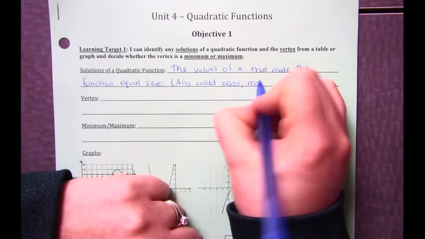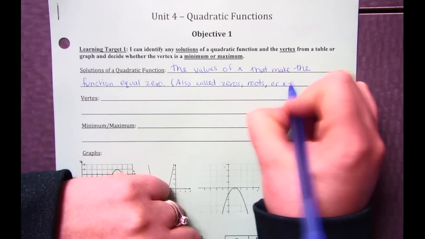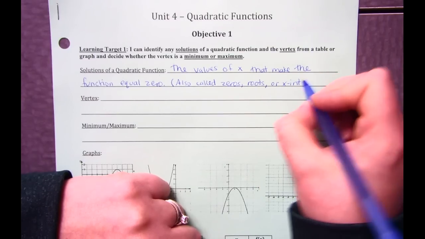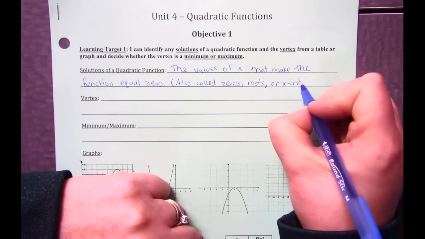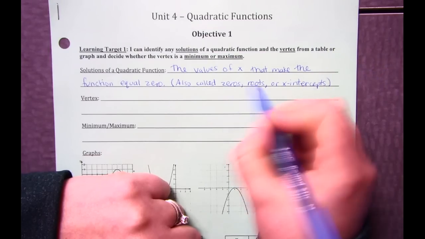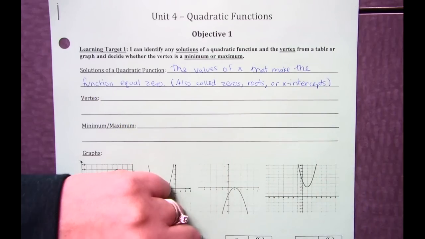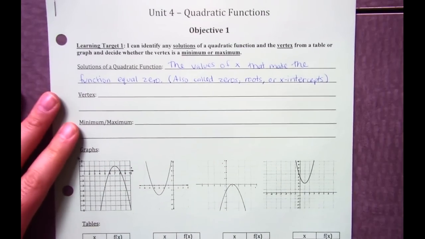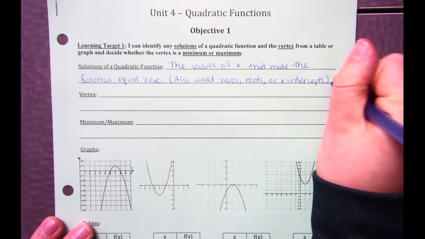Roots, or x-intercepts. Depending on the book you're reading or the teacher or the person that's talking, the solutions might be called any of these things. Some people call them roots, some people call them zeros, some people call them solutions, some people call them x-intercepts. But all of these mean the same thing, the places where the function equals 0, the values of x.